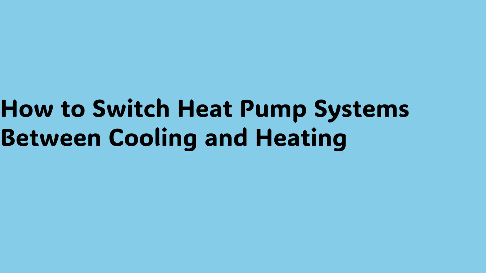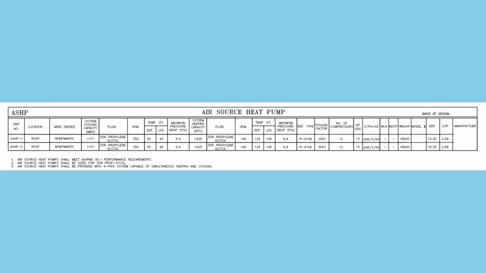Before diving into the answer, let's first take a look at a sample heat pump schedule. Based on the schedule, it is evident that this 4-pipe air source heat pump system operates in both cooling and heating modes. The system is designed with a dedicated cooling loop, supply and return, and a dedicated heating loop, supply and return. In cooling mode, the system is set to maintain a supply water temperature of 45 degrees Fahrenheit, while in heating mode, the set point is 145 degrees Fahrenheit.